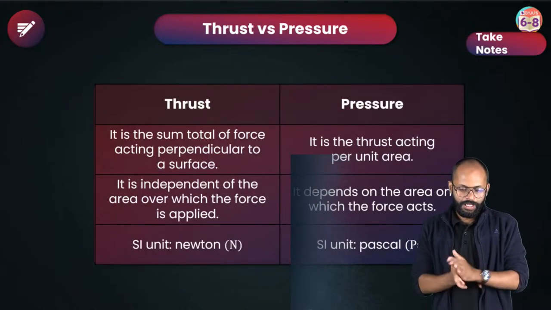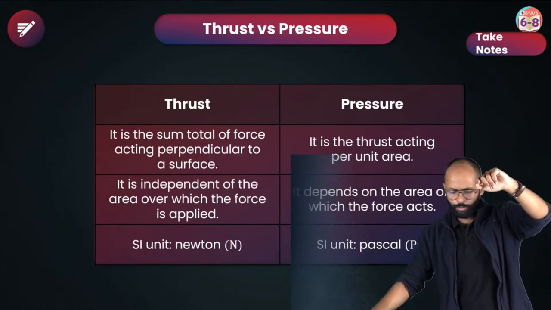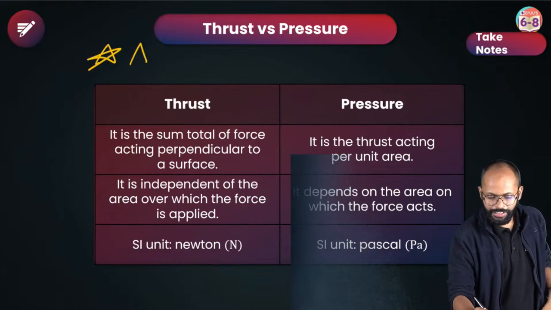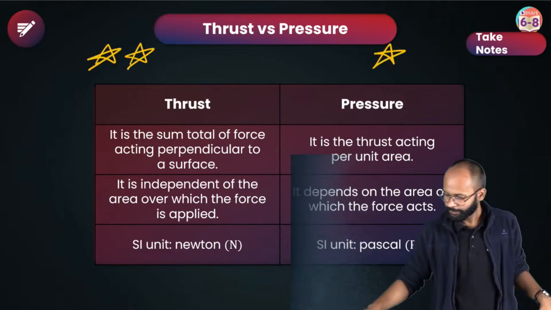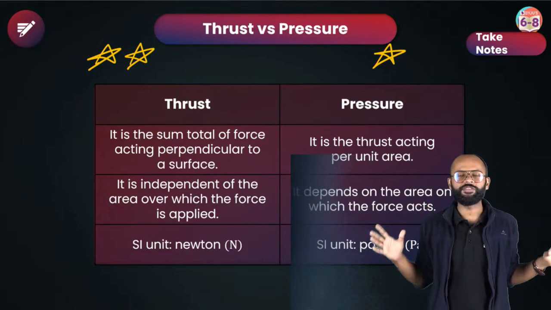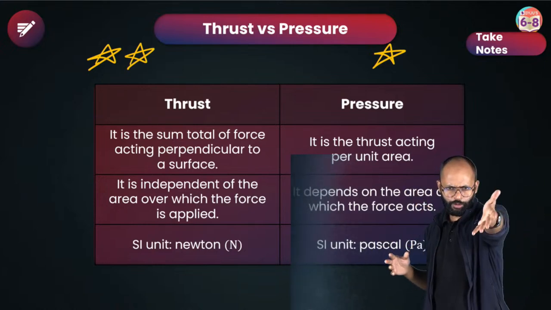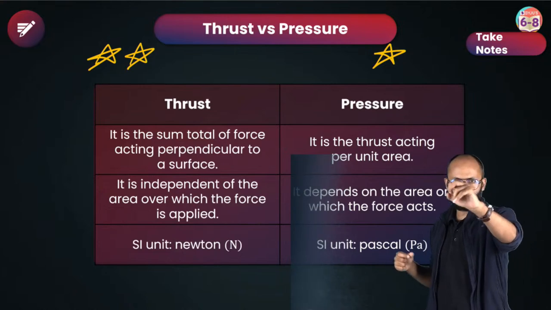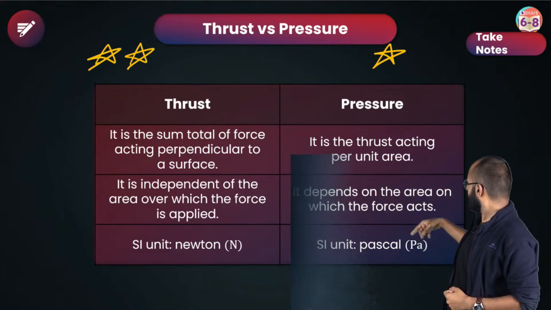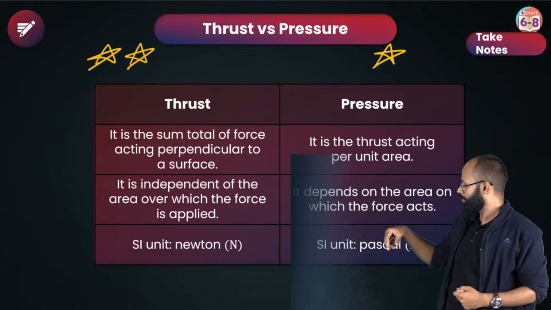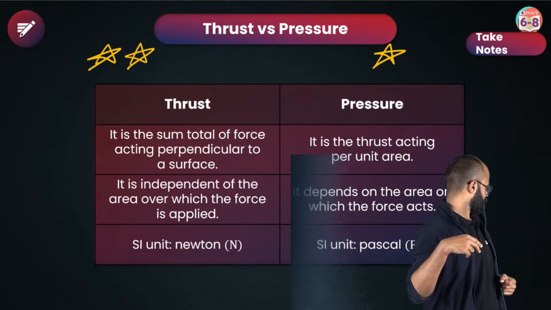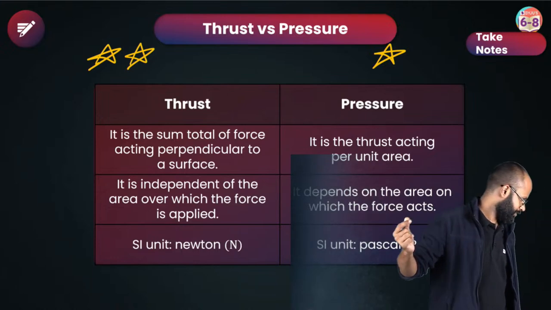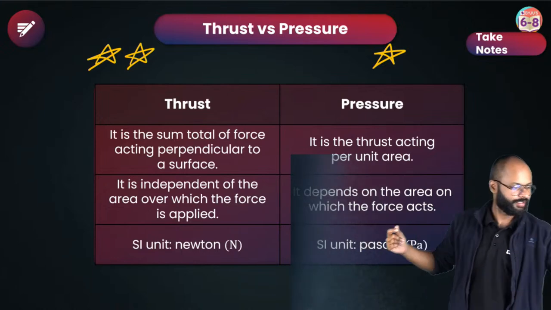Correct. Okay. Now everybody, exam question. It's a very common exam question. Give 2 points of difference between thrust and pressure. And this is what you were asking, right? What is the difference between thrust and pressure? 2 points of difference between thrust and pressure. So this is something which you can write right now.